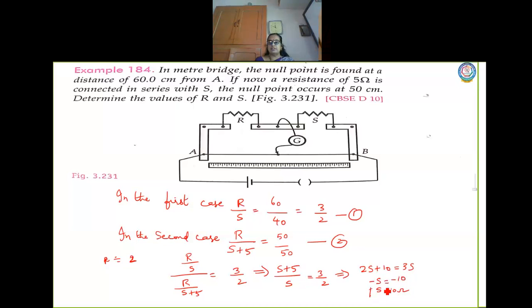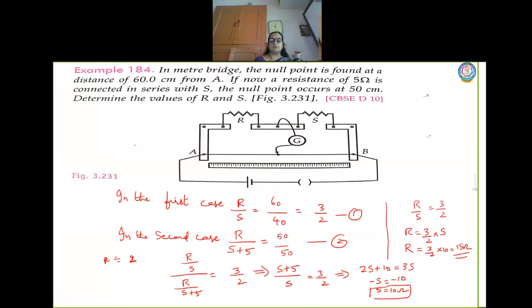So I have found out the value of S. Now with this I can find out the value of R. So I take the first equation. What is the first equation? R by S is equal to 3 by 2. R is equal to 3 by 2 times S. When I substitute 3 by 2 into 10, I have 15 ohm to be the value of R. Is it clear, children? Yes.